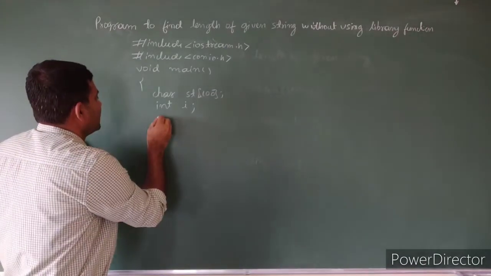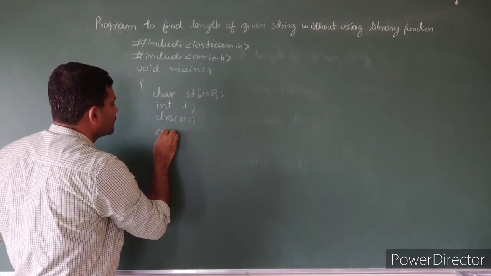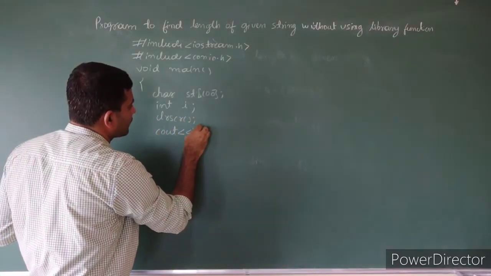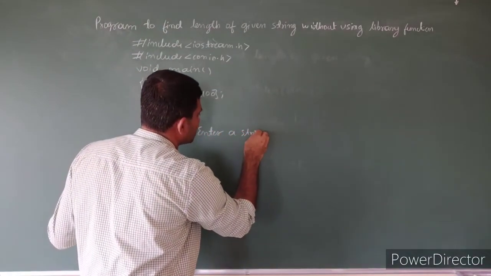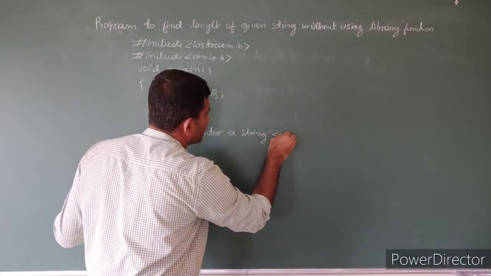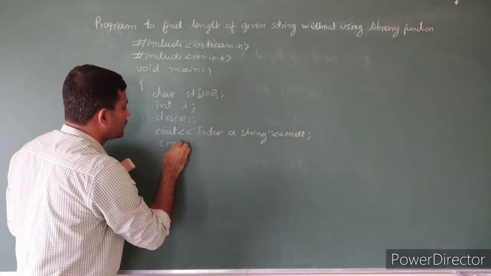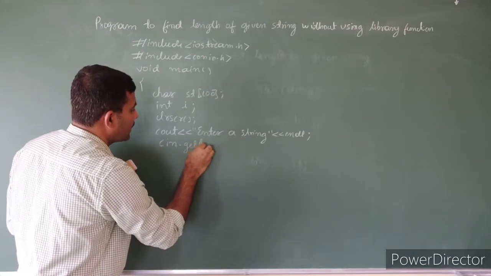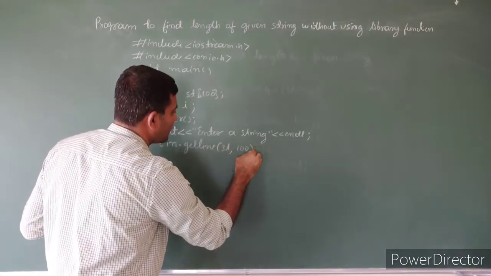Then clrscr to clear the screen. Output: enter a string. To read a string, use cin.getline of the name of the string st, and the number of characters, 100.